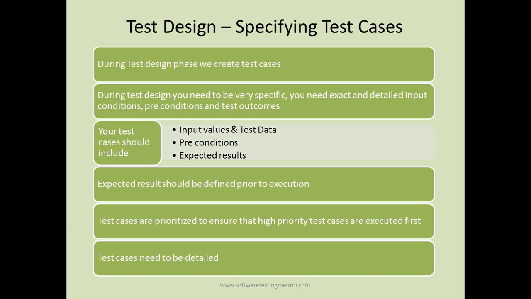So in test conditions, you can have one-liners, you can have any sort of simple testable items in your list, in your test condition document. But a test case is a document which is very specific. You need to have your input condition, what input should be there, what precondition should be required before executing that test condition, and what the test outcome or the expected result is for the test case. So your test case should include input values and test data if any test data is required.